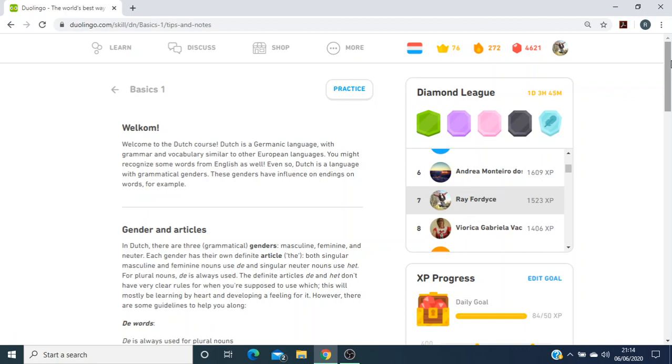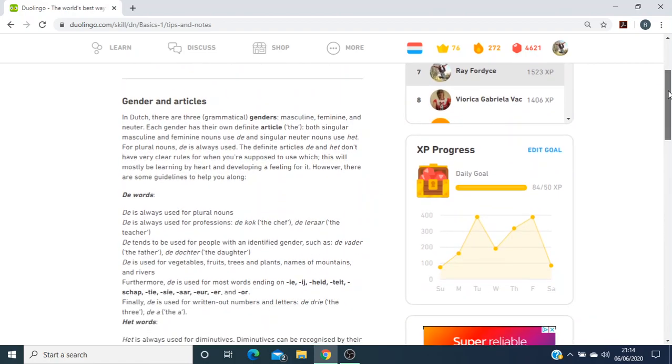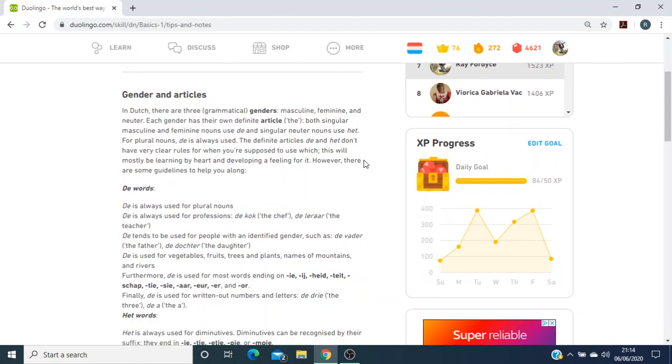Yeah, this is a common feature in a lot of languages, which makes you appreciate the simplicity of English because it doesn't have gendered nouns and stuff like that. But anyway, I digress.